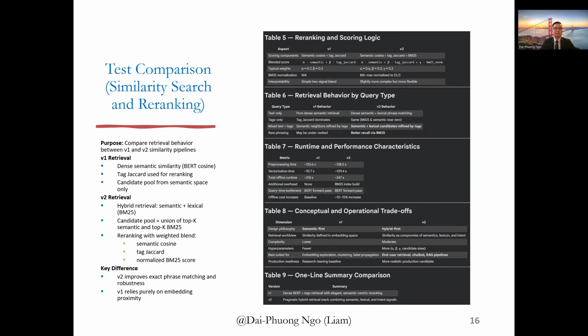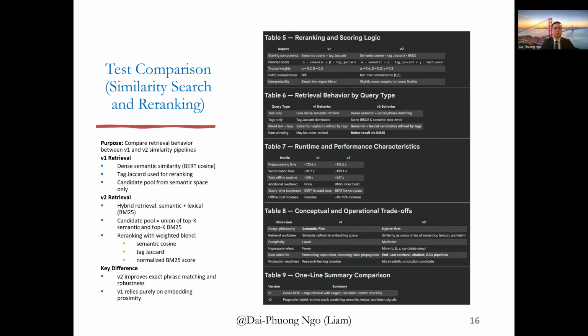For similarity search, I compare two retrieval setups that evolve alongside the clustering pipeline. In the first version, which I refer to as V1 retrieval, ranking is driven primarily by dense semantic similarity using BERT embeddings, with tag Jaccard similarity acting as a secondary ranking signal. This setup works well for paraphrases and semantically similar questions, but it can miss exact phrasing or keyword-heavy matches.